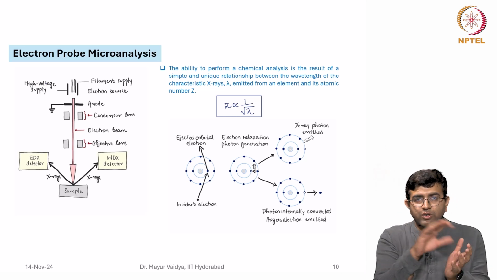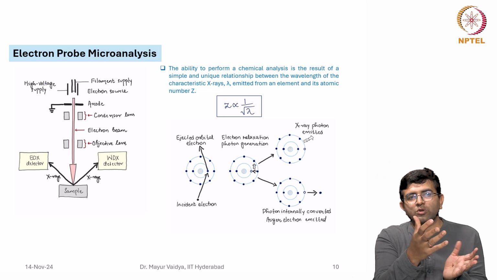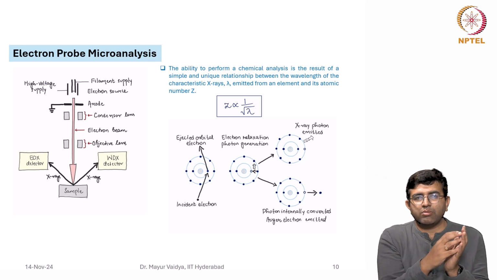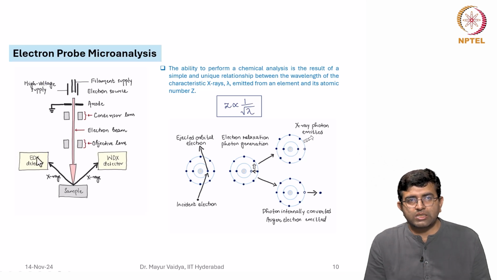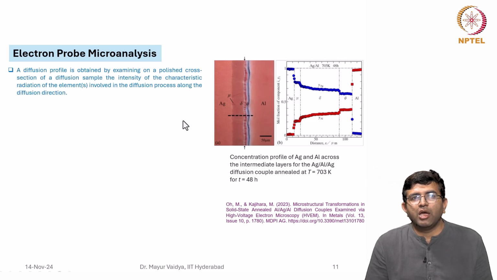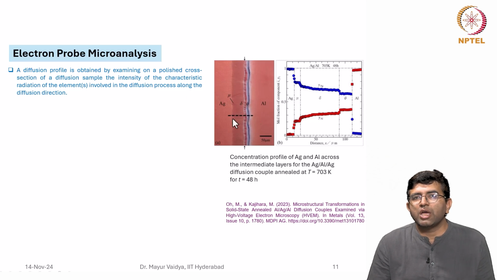So you have the reverse option in SEMs also, predominantly, although EDS detectors are used, some SEMs come with the possibility of attaching a WDS as well. So this is an example of a typical profile obtained from EPMA. It is obtained by examining, on a polished cross section of a diffusion sample, the intensity of the characteristic radiation in the diffusion process.